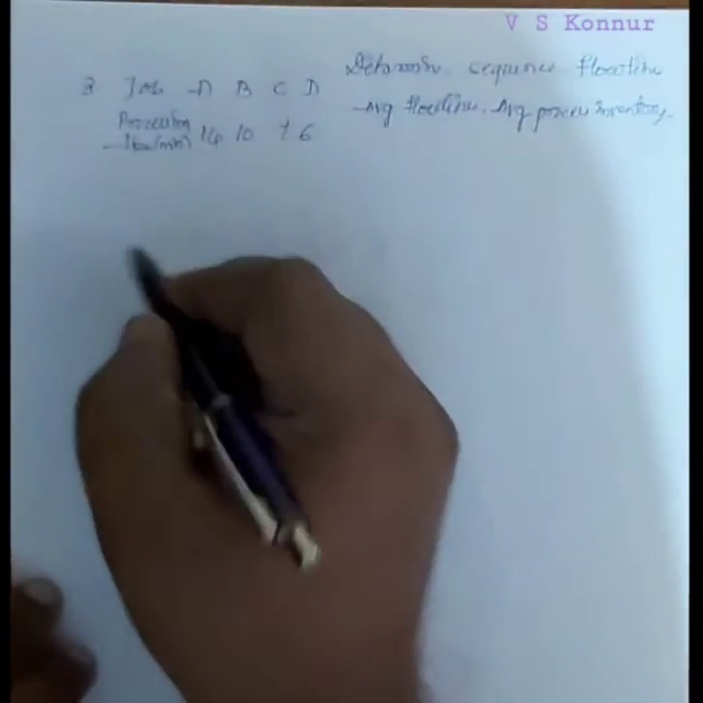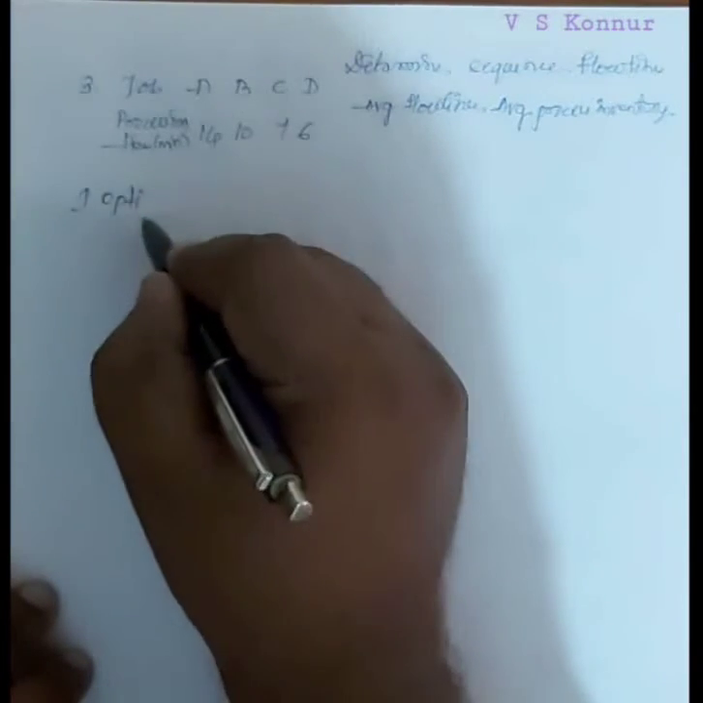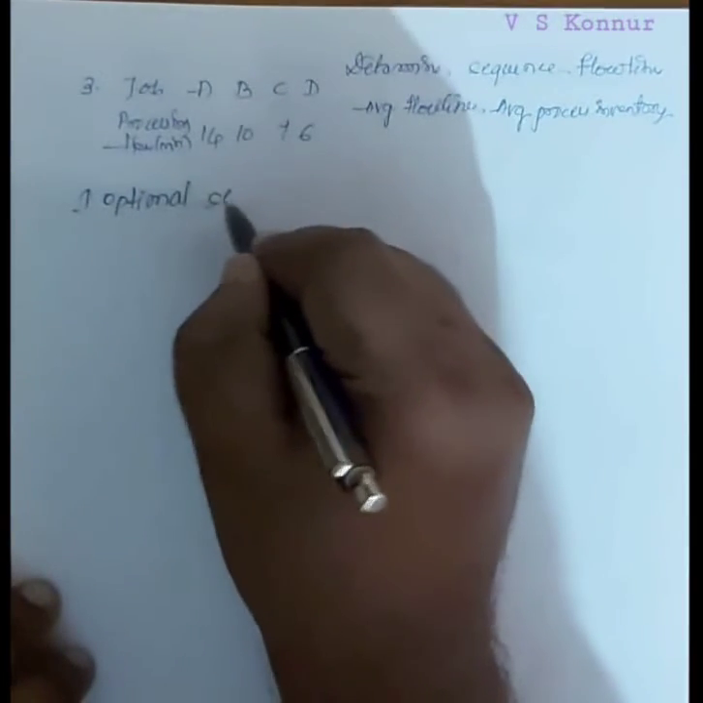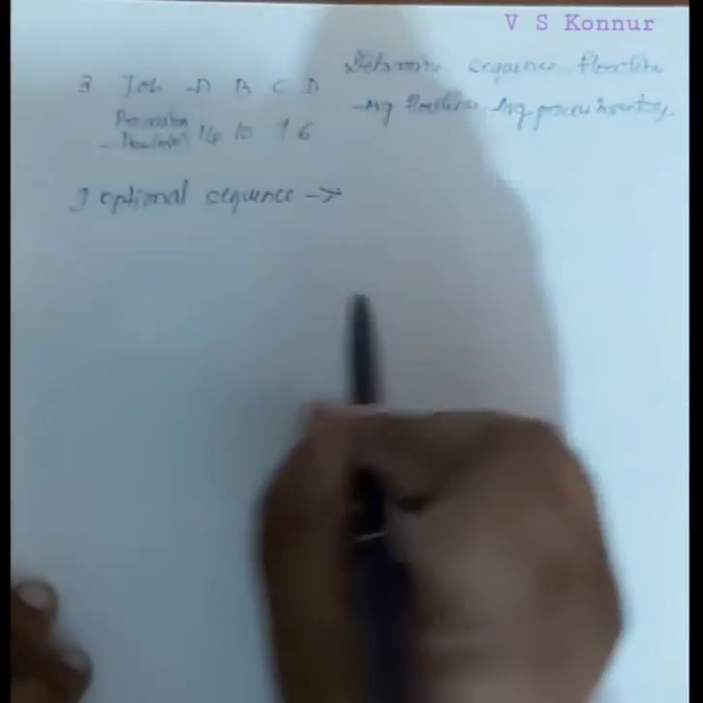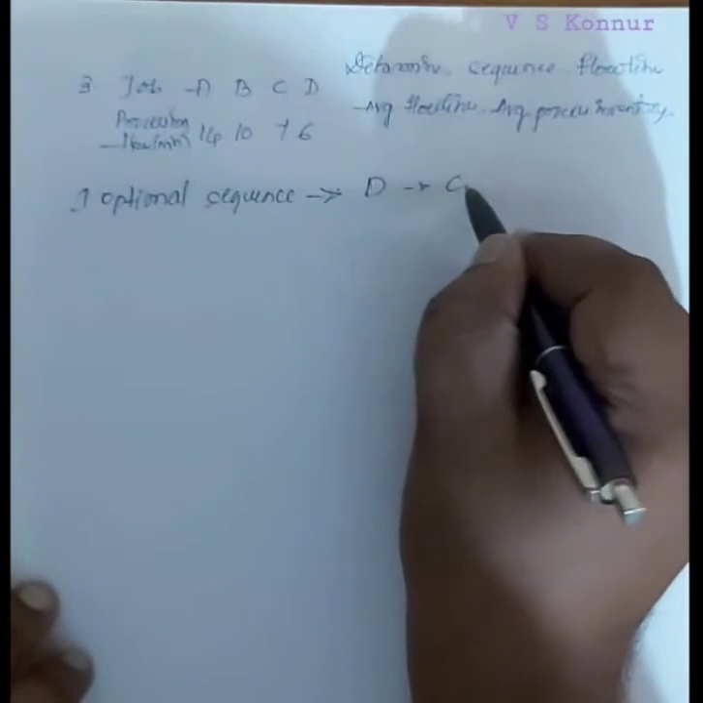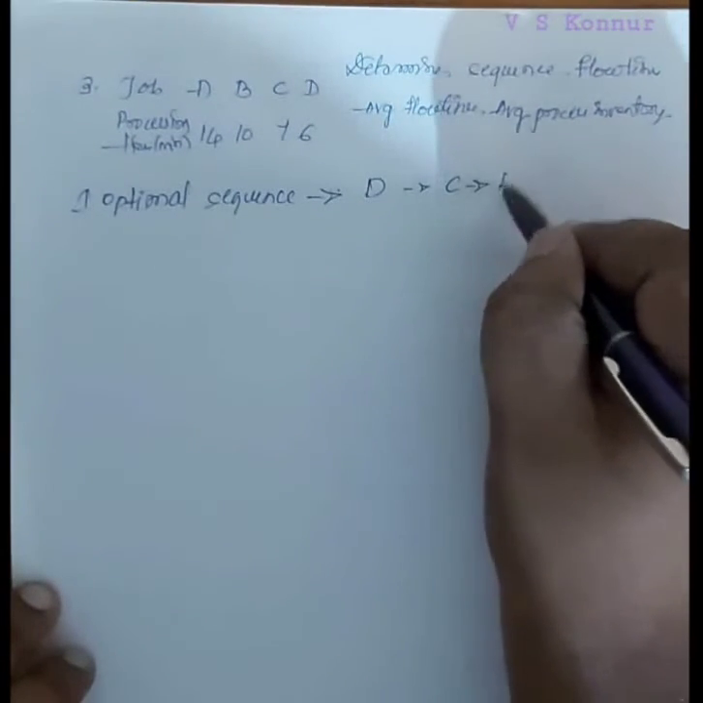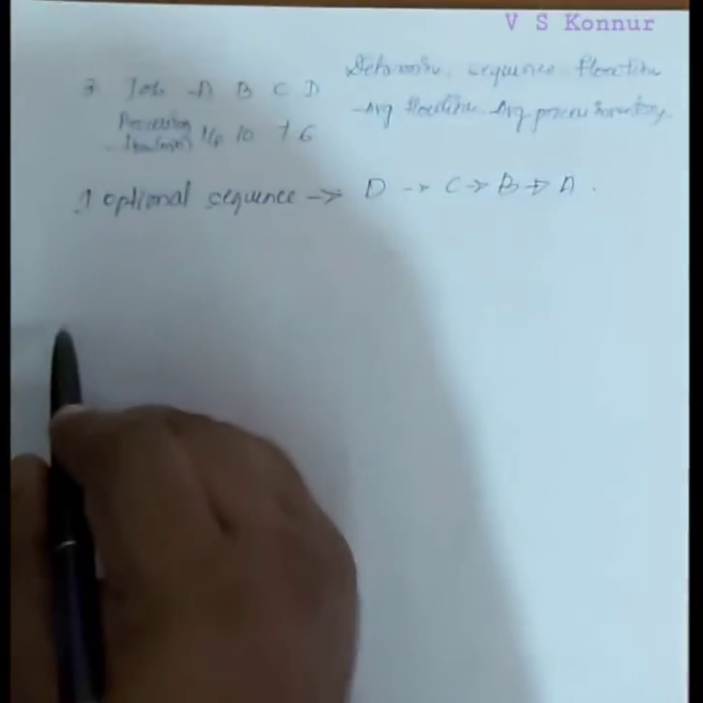So in this problem, jobs A, B, C, D, only 4 jobs are given. So first we will find out the optimal sequence. Depending on processing time, the least is D with 6, next C with 7, next B, next A. So this is the optimal sequence we got.